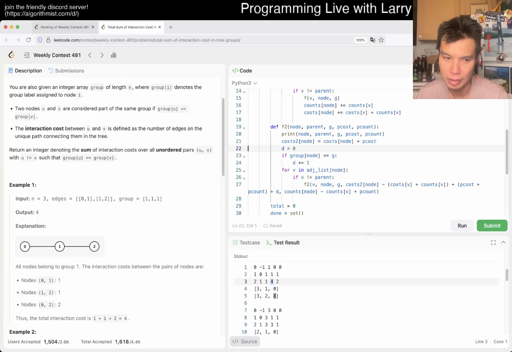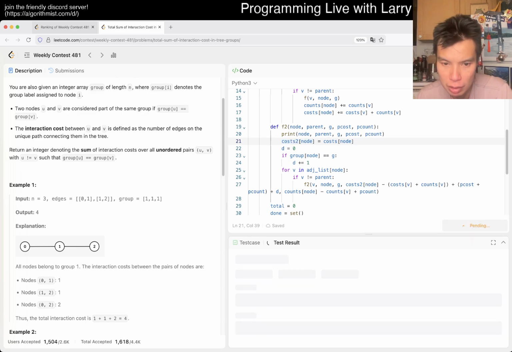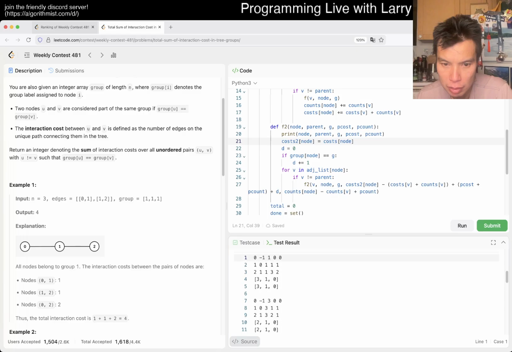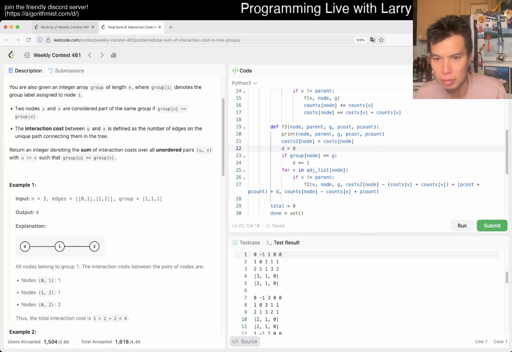I don't know. Why should we 3, 2, 3? So P cost is at 4, which basically seals this thing. Okay, so this is 0. Oh, this is maybe this doesn't have a peak cost. Oh no, this is just to pass in the peak cost. Okay.